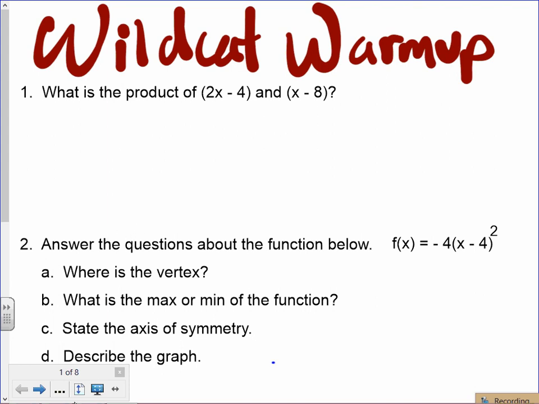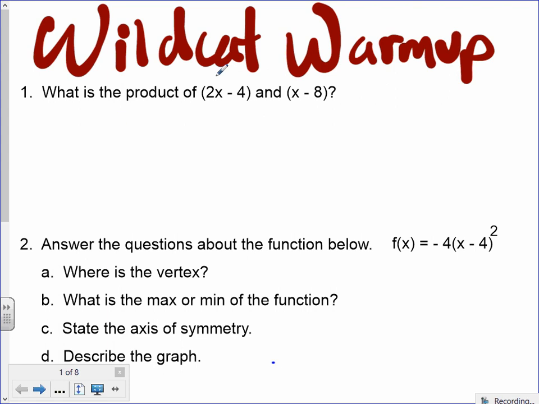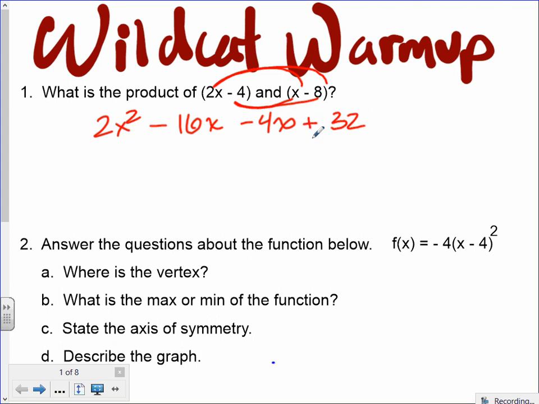Okay, can you get me started, please? Latrell. 2x times x, making 2x to the second power. That'd be 2x times 8, 8 is 16. Negative 4 times x, minus 4x. And 4 times x. 32. Look, positive. Okay, stop right there.